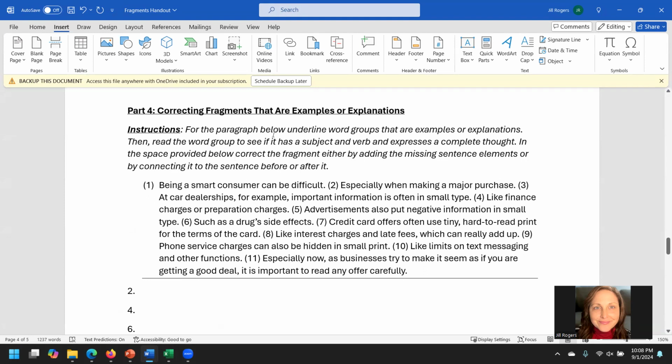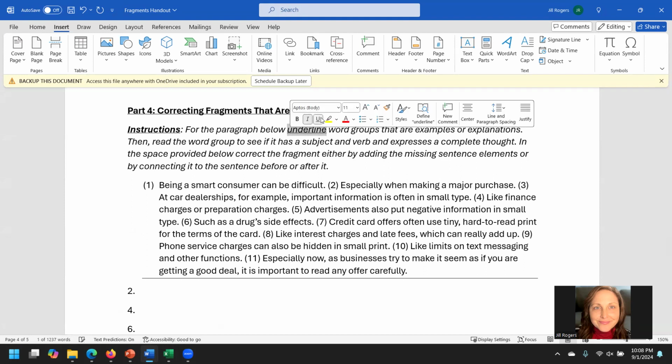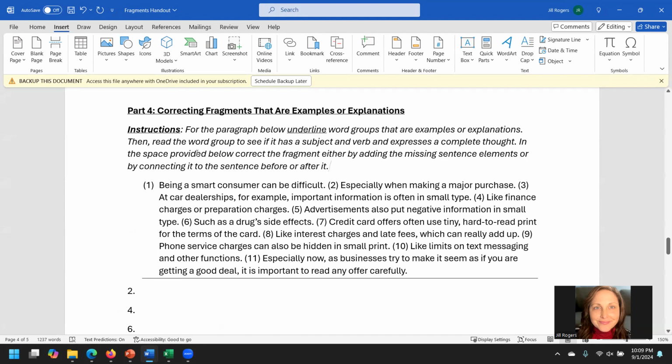All right, so that's a long explanation. Please underline the word groups. It's just easier. You're recognizing them, you're looking for them that are examples or explanations. Then read the word group to see if it has a subject and a verb and expresses a complete thought. Okay, and then below, you're going to rewrite the incorrect ones.